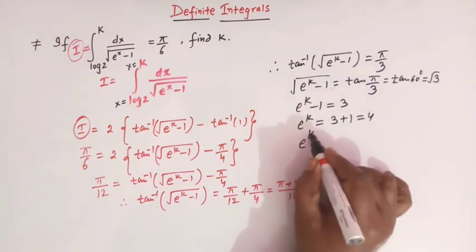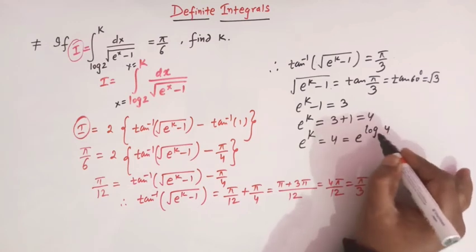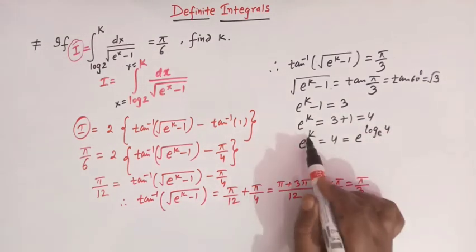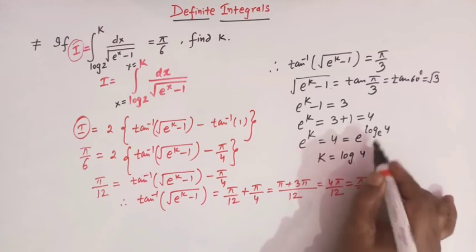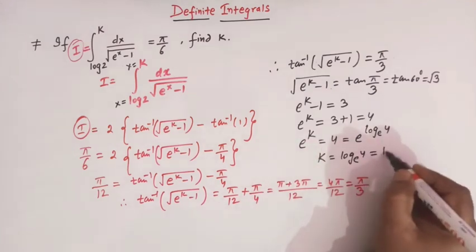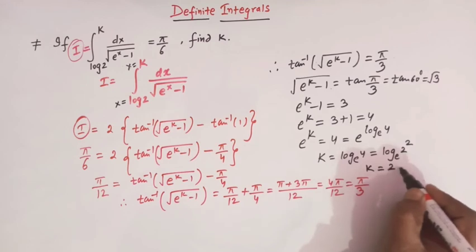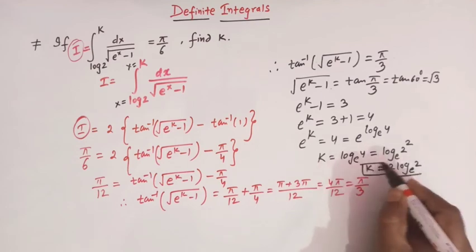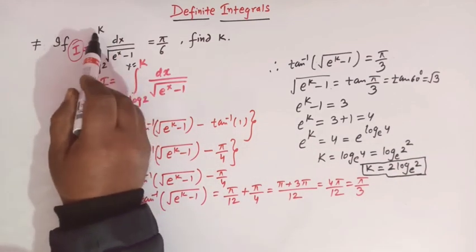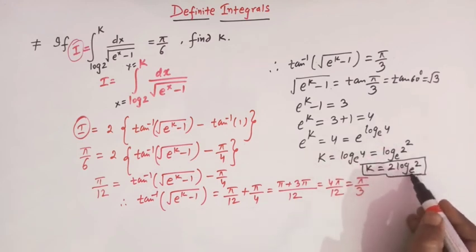So we have e raised to k is equal to 4, which can be written as e raised to log of 4 to the base e. If we compare both sides, we get k is equal to log of 4 to the base e. We can also write it as log of 2 square to the base e, and k is equal to 2 log 2 to the base e. So viewers, the value of k, which is the upper limit of this integral, is given by log of 4 to the base e, or 2 times log of 2 to the base e.